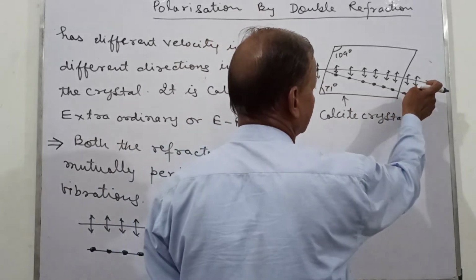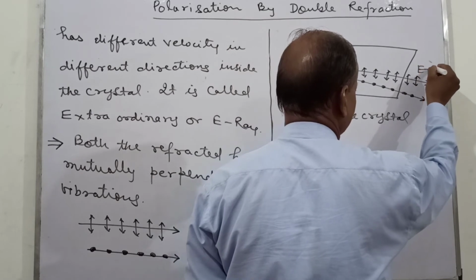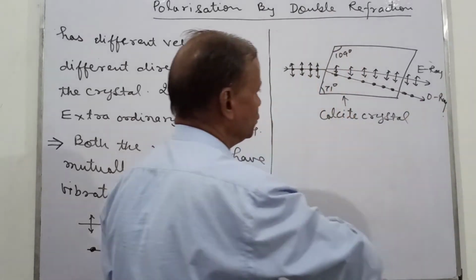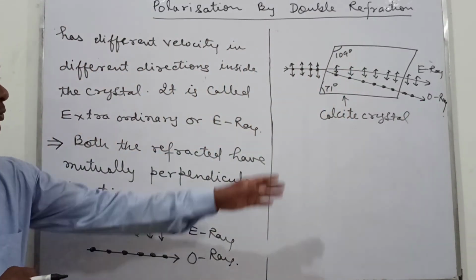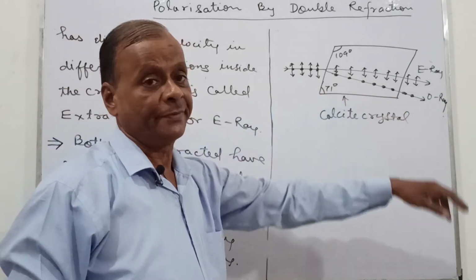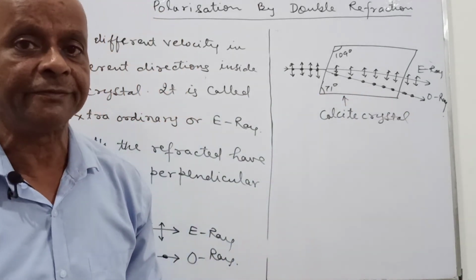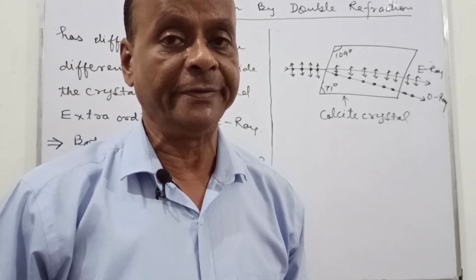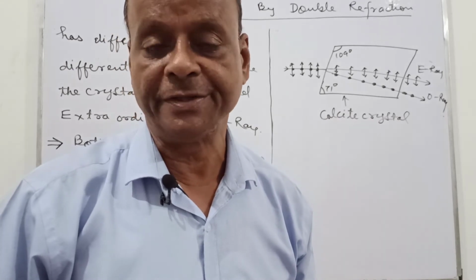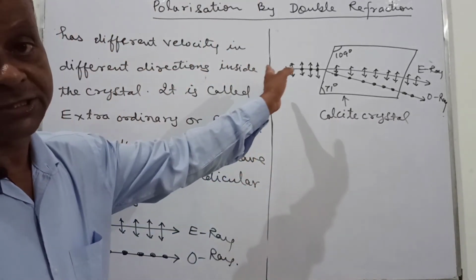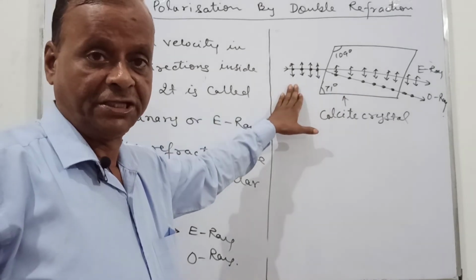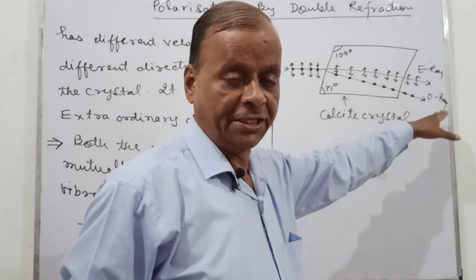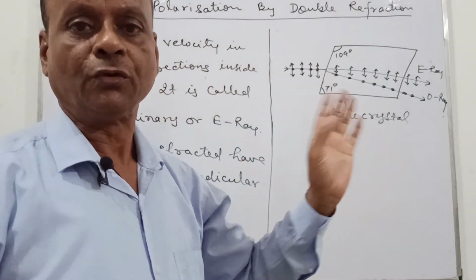This is the incident ray, this is the E ray, and this is the O ray. Thus, you can see that the arrow and dot vibrations are mutually perpendicular, so both the rays have vibrations which are mutually perpendicular. So the E ray has only the arrow vibration and the O ray has the dot vibrations. If this crystal is rotated about the direction of the incident ray, then the O ray remains constant and the E ray rotates about the O ray.